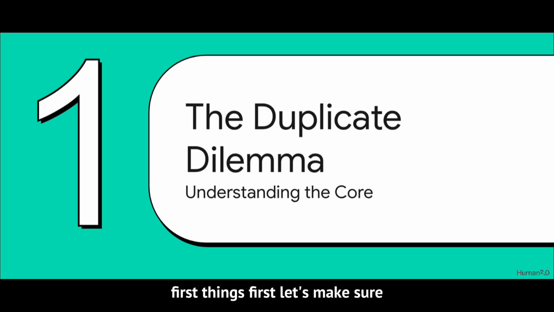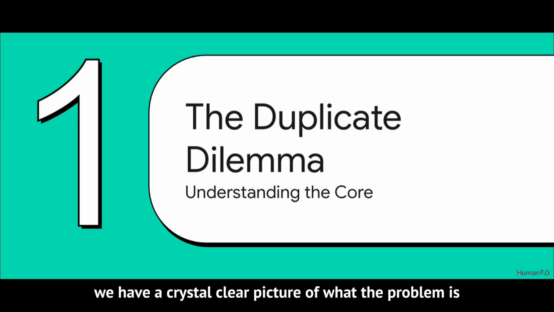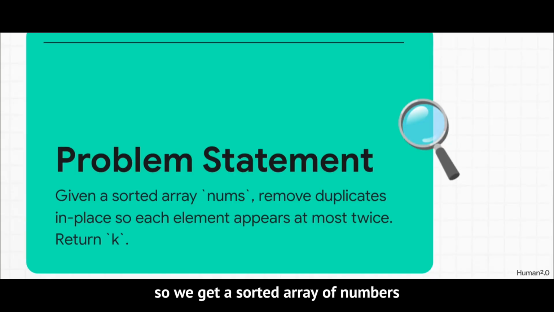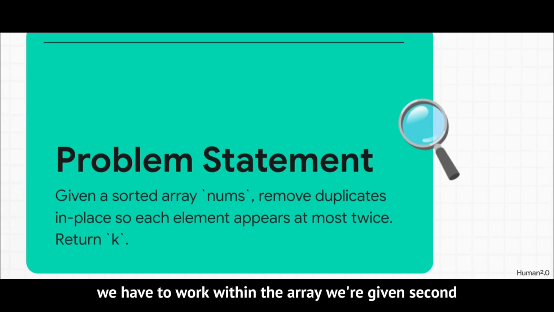All right, first things first. Let's make sure we have a crystal clear picture of what the problem is actually asking us to do, because the details are everything here. So we get a sorted array of numbers. The two big rules are, first, we have to do this in place. That means no creating a new, separate array. We have to work within the array we're given.